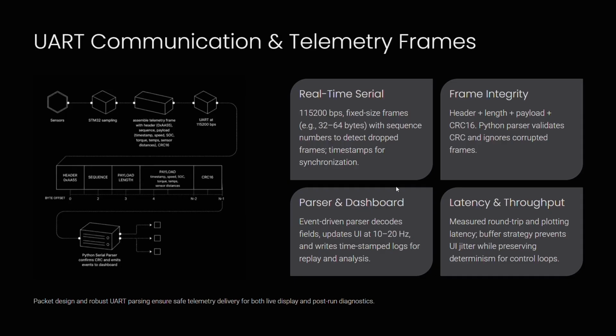Now let's further move to the UART communication and telemetry. All our data travels over a fast serial link in a small organized packet. Each packet has a header, a sequence number to keep things in order, the actual data, and a check code to catch errors. This way our Python program can check every packet and flag anything that broke.